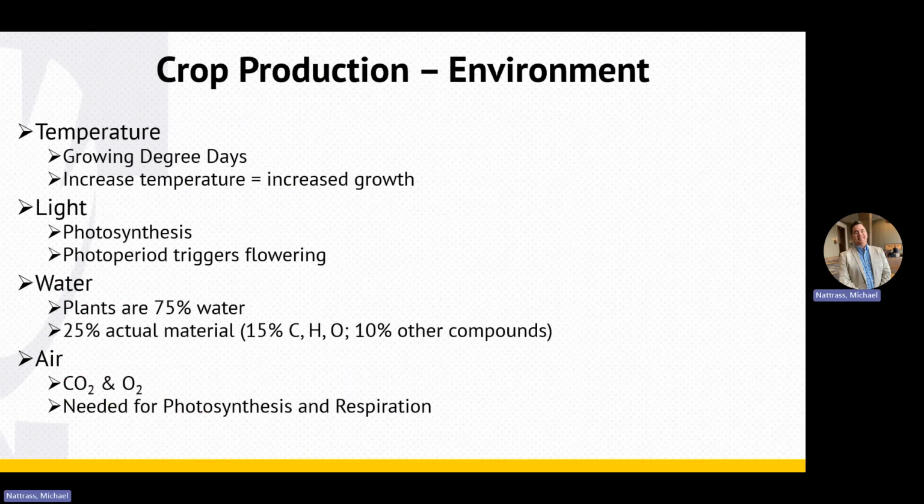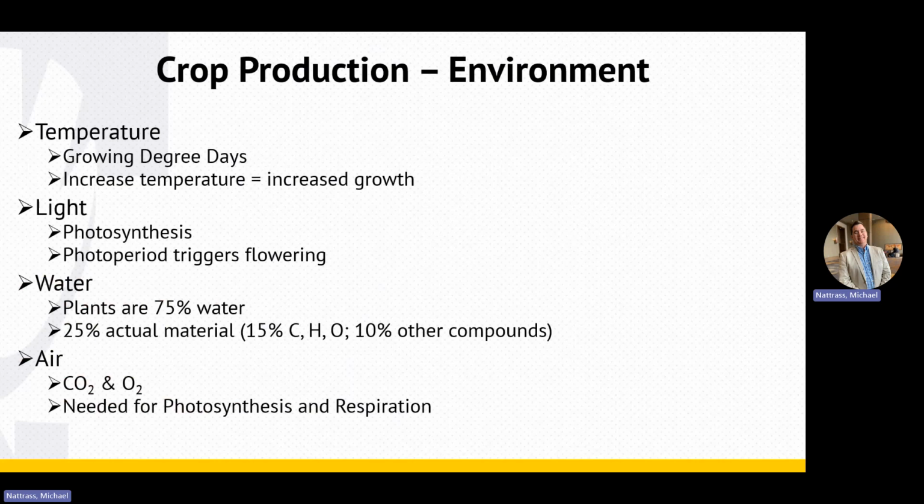When we're thinking about crop production in general, remember that we need at least four things in order for our plants to grow. There are some other things that come into play as well, but I think these are the essentials. Remember, we have growing degree days, and most growth is dependent upon temperature. We also need light, because we have photosynthesis, where the plant absorbs light energy and converts that into carbohydrates in order to grow and produce the root system.